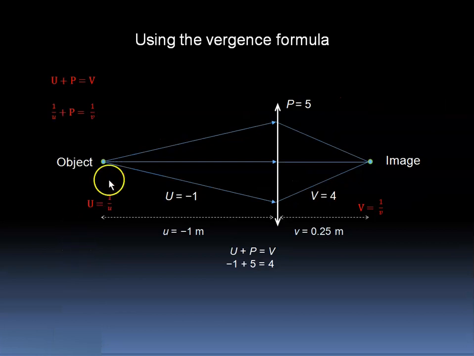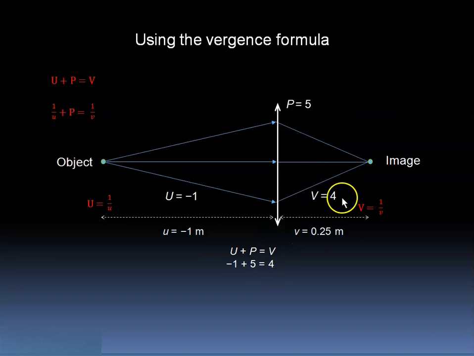Here is an example of using the vergence formula. We have an object which is 1 meter away from the lens. Therefore, the vergence of the light of the object just before it reaches the lens is going to be 1 over minus 1. So vergence U here is minus 1. The power is 5. Minus 1 plus 5 gives 4, which is the outgoing vergence. So the vergence of the light just as it leaves the lens is now plus 4.